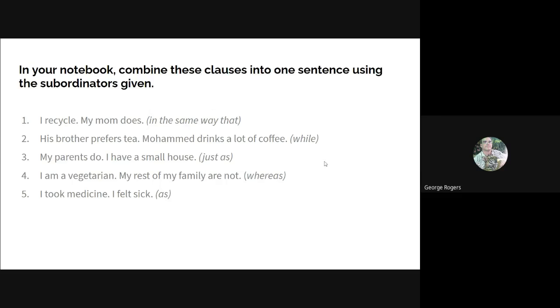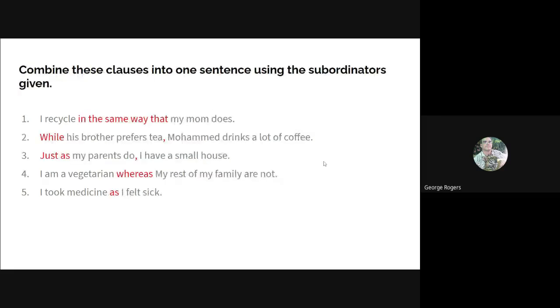Let's look at the answers now. Okay, so here we are. I recycle in the same way that my mom does. Again, this is the independent clause. My mom does: if you don't have the first part, there's something missing here. So the subordinator goes with this one.